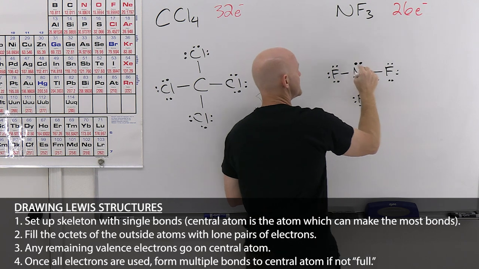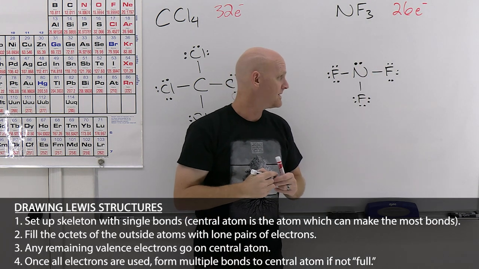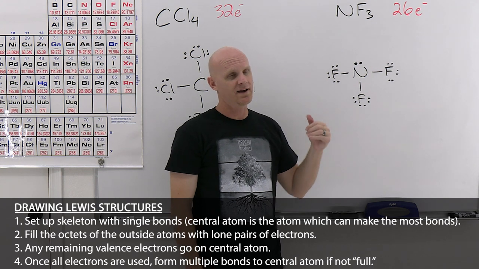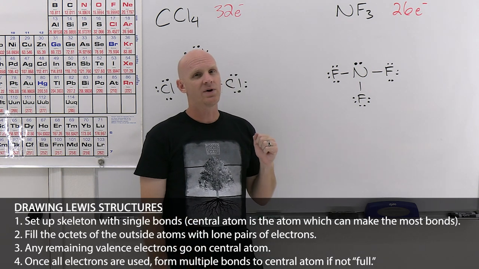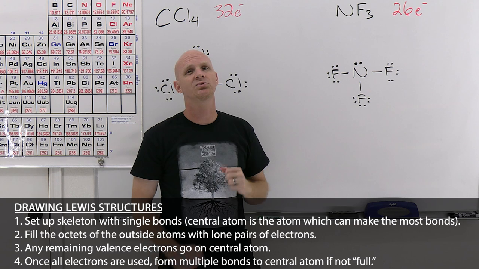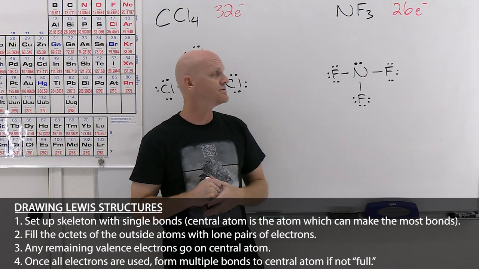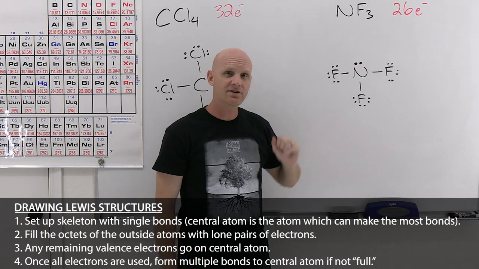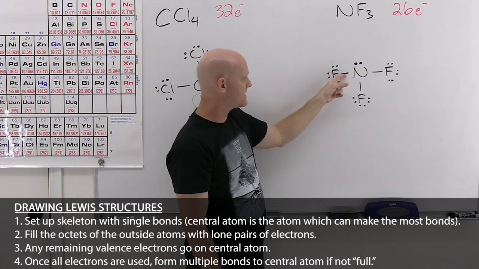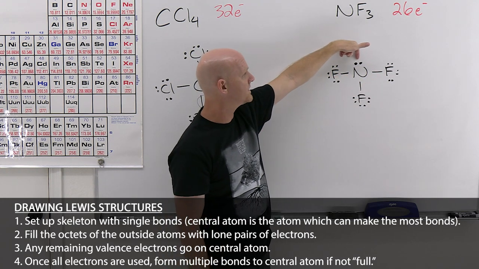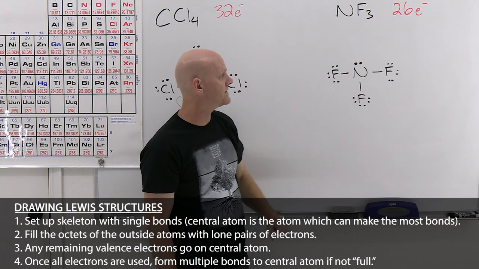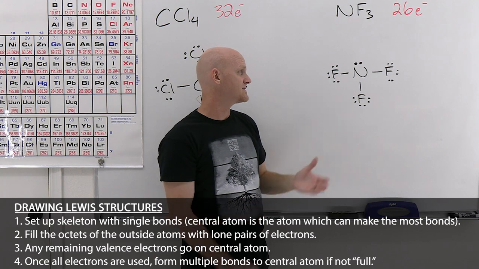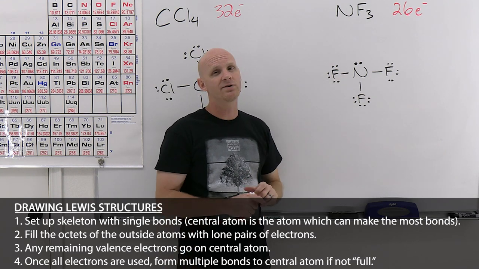There are no electrons on that nitrogen, so we'll put them on as a pair. And in this case, we're now out of electrons. We've used all 26. And again, once you run out of electrons, you have to ask yourself, is the central atom happy, i.e., is the central atom full? In this case, 2, 4, 6, 8, that central atom is indeed full. He's got 3 pairs of bonding electrons and 1 lone pair of non-bonding electrons. This is the structure of NF3, a nice filled octet for every atom.